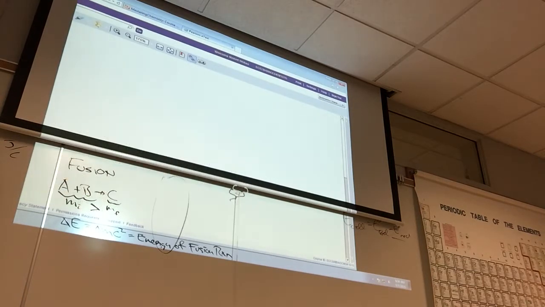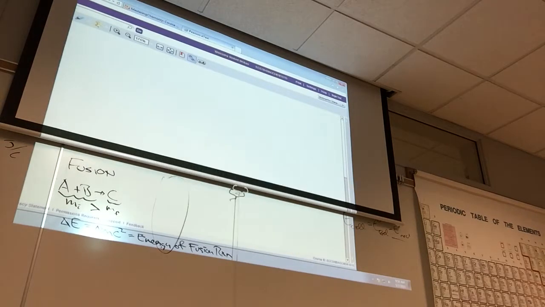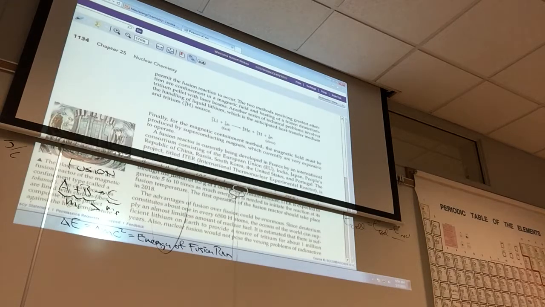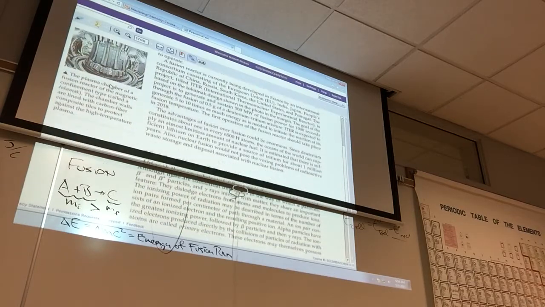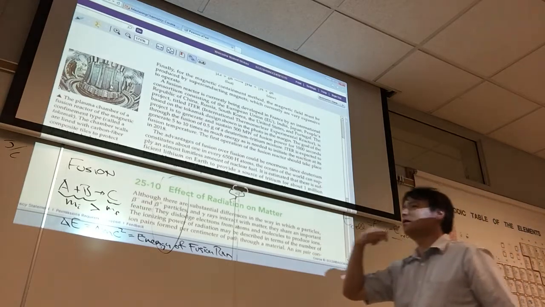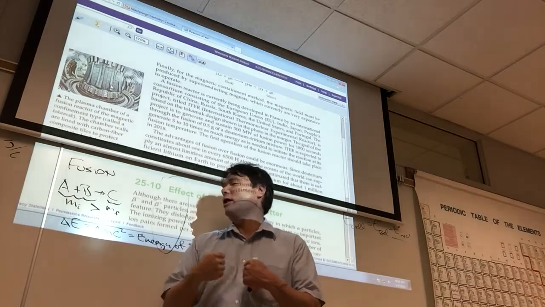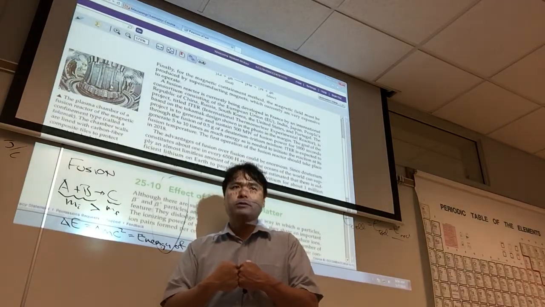Talk about it briefly here. So how do you fuse two nuclei together? Because the two nuclei are going to repel each other, right? They're going to repel each other because the electrical repulsions are so large.